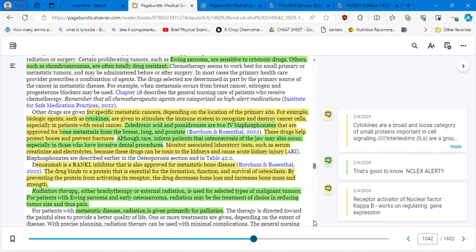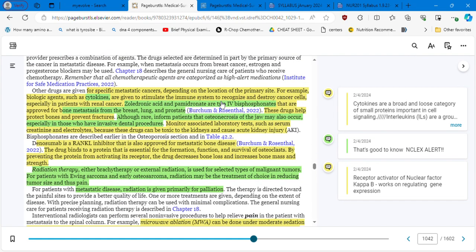For specific metastatic cancers, depending on the location of the primary site, they are going to use biologic agents such as cytokines. We spoke about this before. They are sending signals, given to stimulate the immune system to recognize and destroy cancer cells. They signal the immune system to send the special forces to destroy those cancer cells, especially in patients with renal cancer.